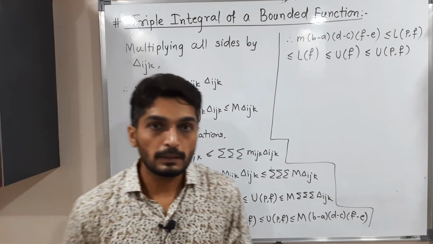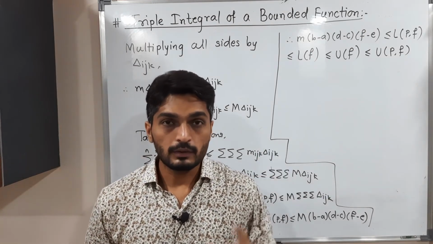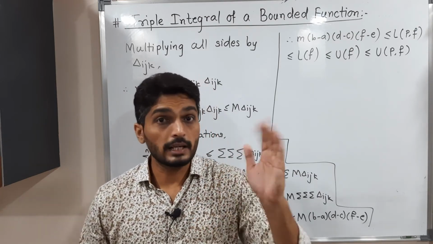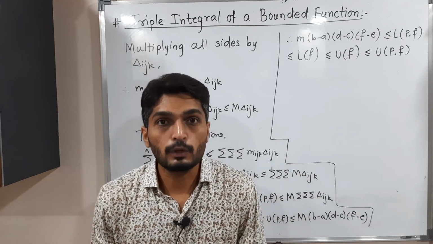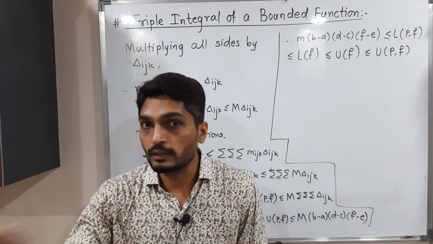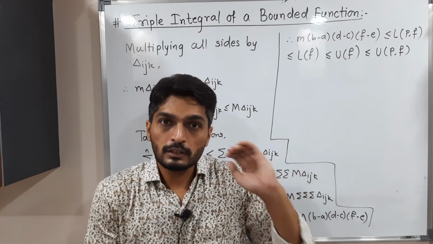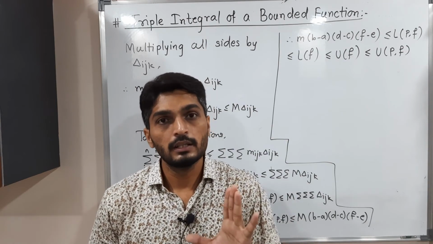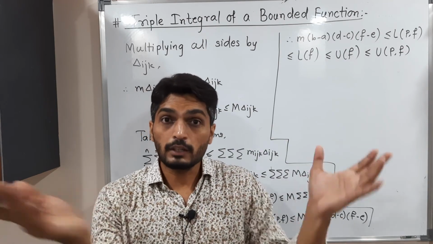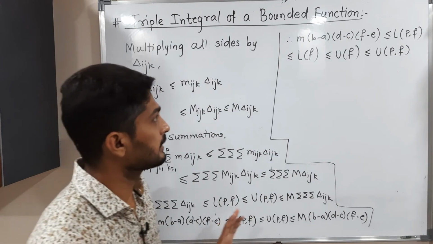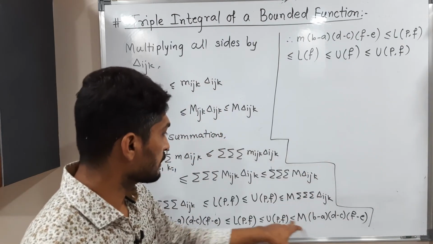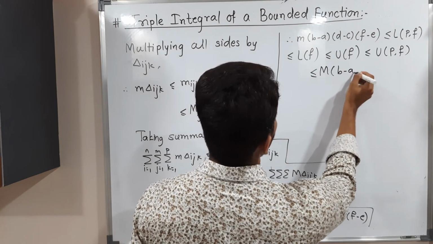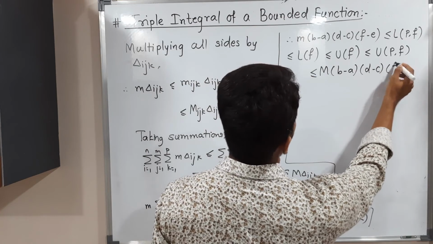Get it? For example, if you consider height, if you consider the tallest student of your class, its height will be greater than or equal to the height of other students of the class. And if you consider the smallest student in your class, then his or her height will be less than or equal to the height of other students of the class. So the same logic I am applying here. UPF is less than or equal to what? Less than or equal to capital M times b minus a, d minus c, f minus e.